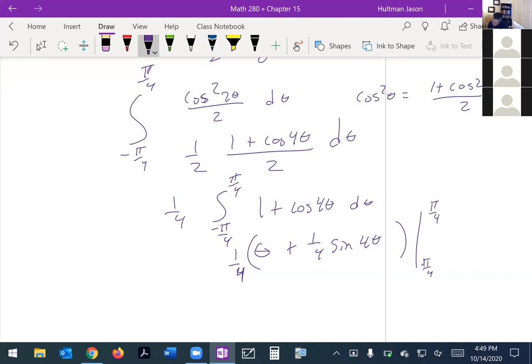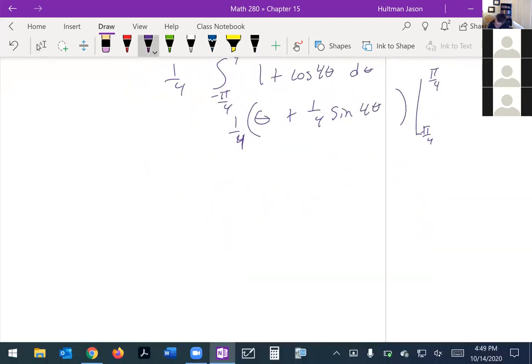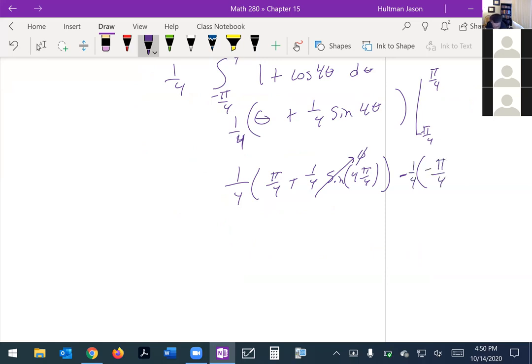And so I'm going to plug this guy in. And what am I going to get? I'm going to get 1/4 times pi over 4 plus 1/4 sine of 4 pi over 4. That's the sine of pi. Well, what's the sine of pi? 0. That goes away. Minus 1/4 times negative pi over 4.